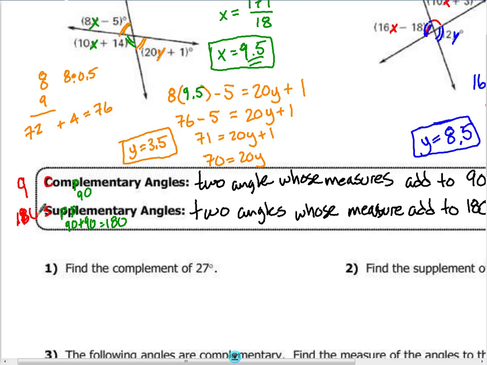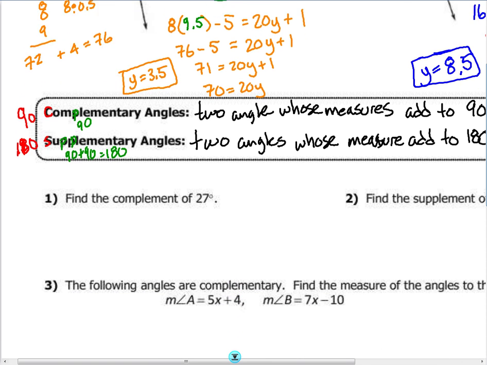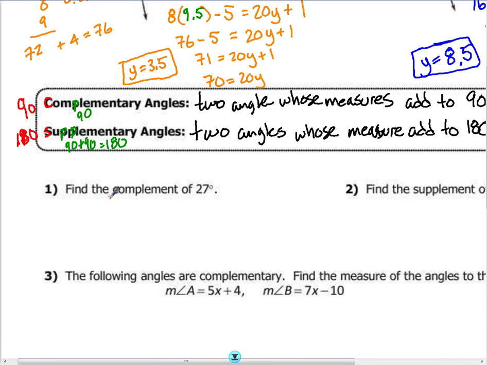So if I was asked to find the complement, and we're not talking about complementing your siblings or your mom or your dad here, we're talking about the complement of angles. If we're trying to find the complement of 27 degrees, that means we're looking for what complement plus 27 is going to add to 90. Another way we can quickly do this is take away 27 from 90, and that will be what we're looking for. So when I take away 27 from 90, I end up with an angle measure of 63 degrees.